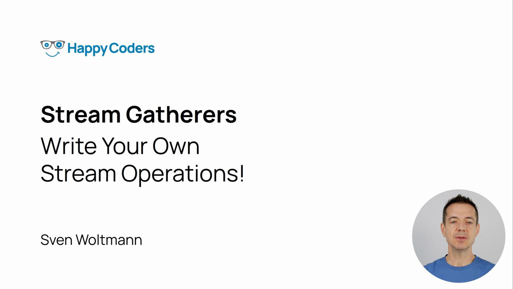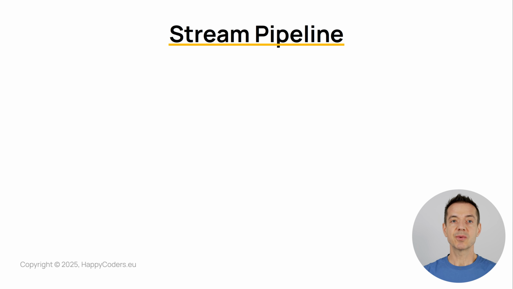Almost 12 years ago, in March 2024, Java 8 was released, and with it, the Stream API. At the time, it was a fundamentally new tool for processing data streams. I'd like to start with a quick refresher on the Stream API.